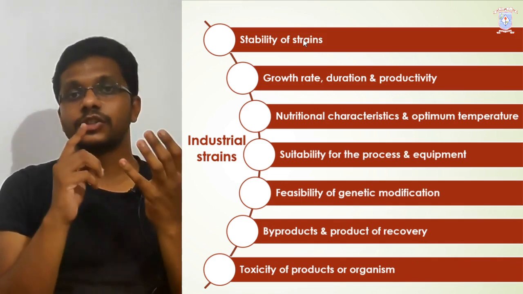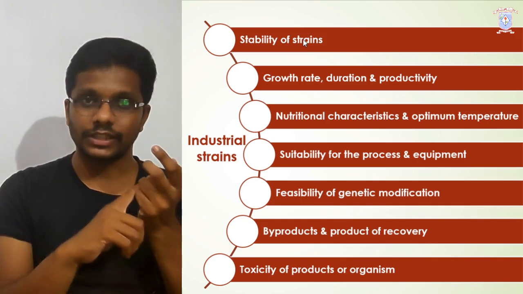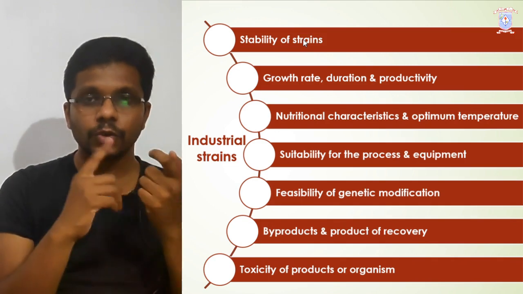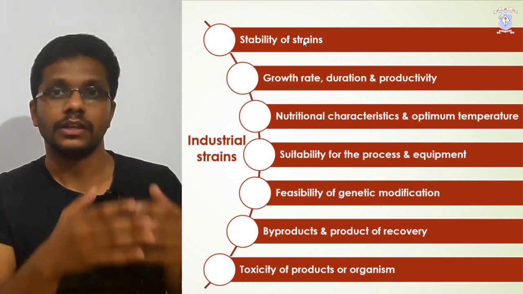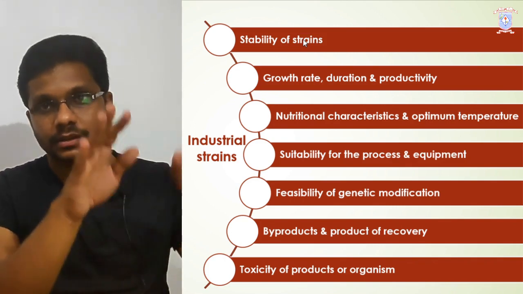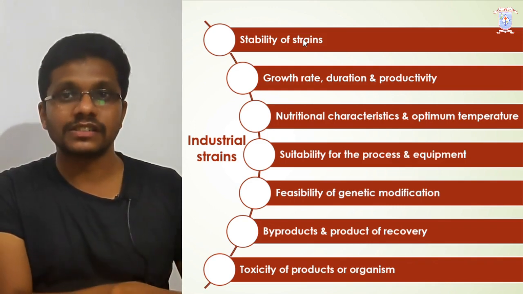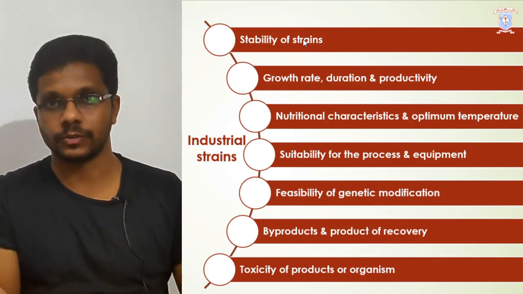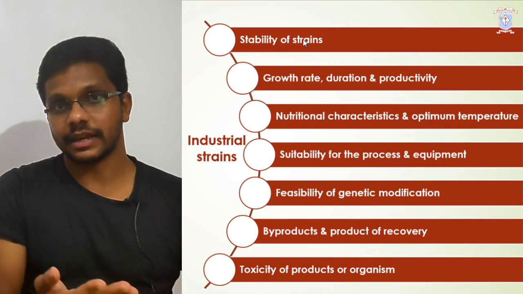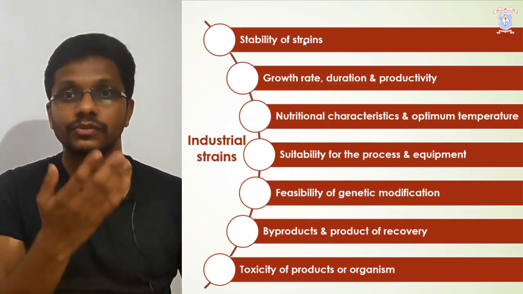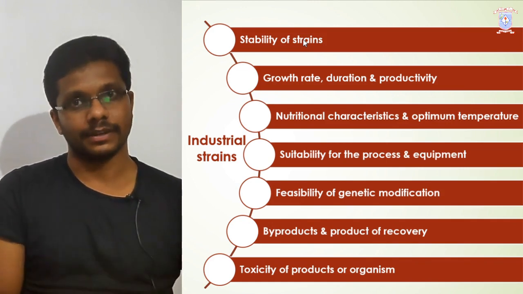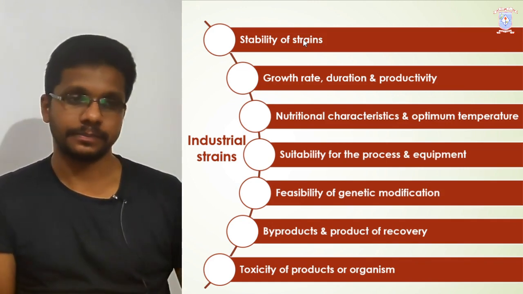Stable in the sense it should have a stable growth rate, stable productivity, stable yield. So it should be reproducible basically. The industrial process should be reproducible. If you make a product today, the same process can be reproduced tomorrow also. The strain should be stable in its growth characteristics, in production characteristics, and in terms of genetic characteristics. It should be stable. It should be reproducible.